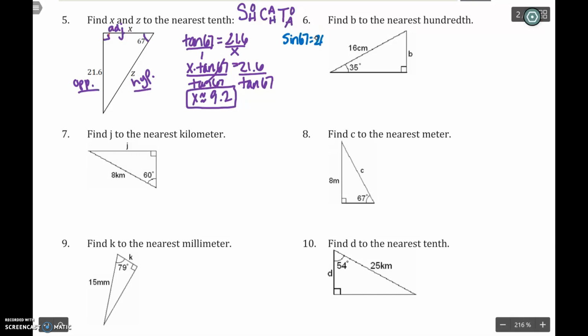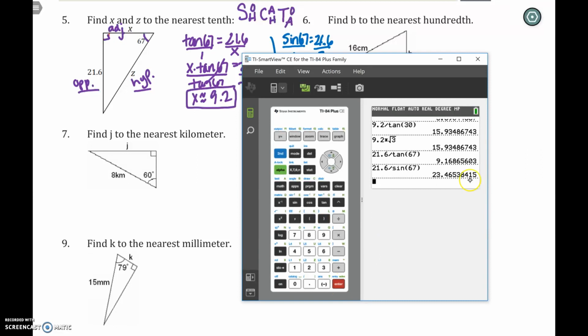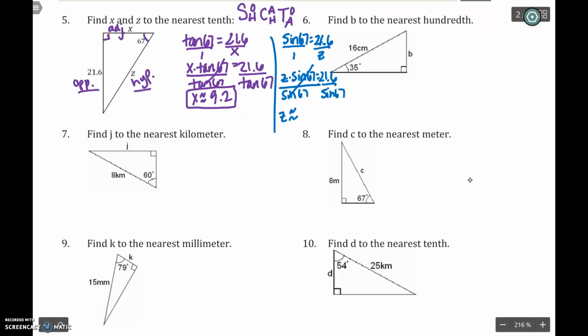So sine 67 equals 21.6 over z. And then just like the tangent one, we're going to cross multiply. And just like the tangent one, we have to divide to get the z by itself. So we're going to divide by sine 67 on both sides. And then to the nearest tenth, it'll be 23.5.